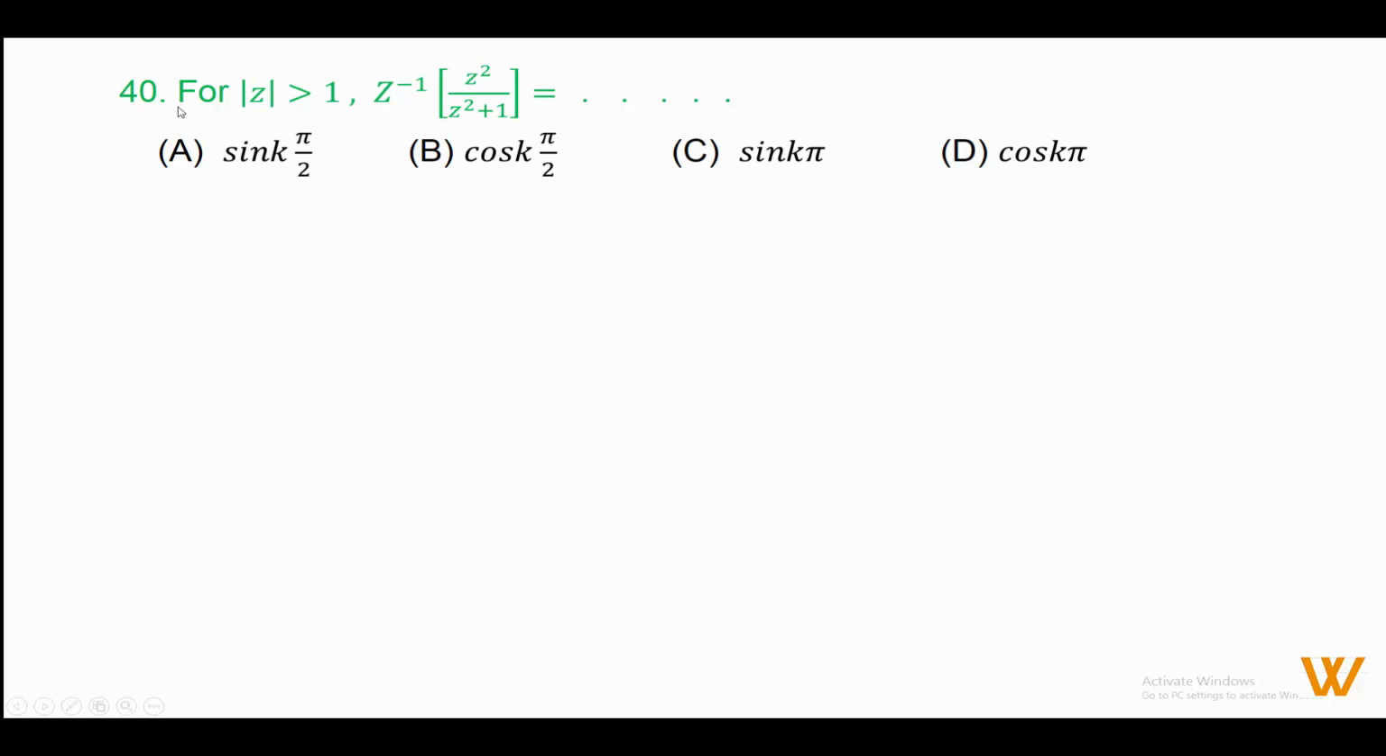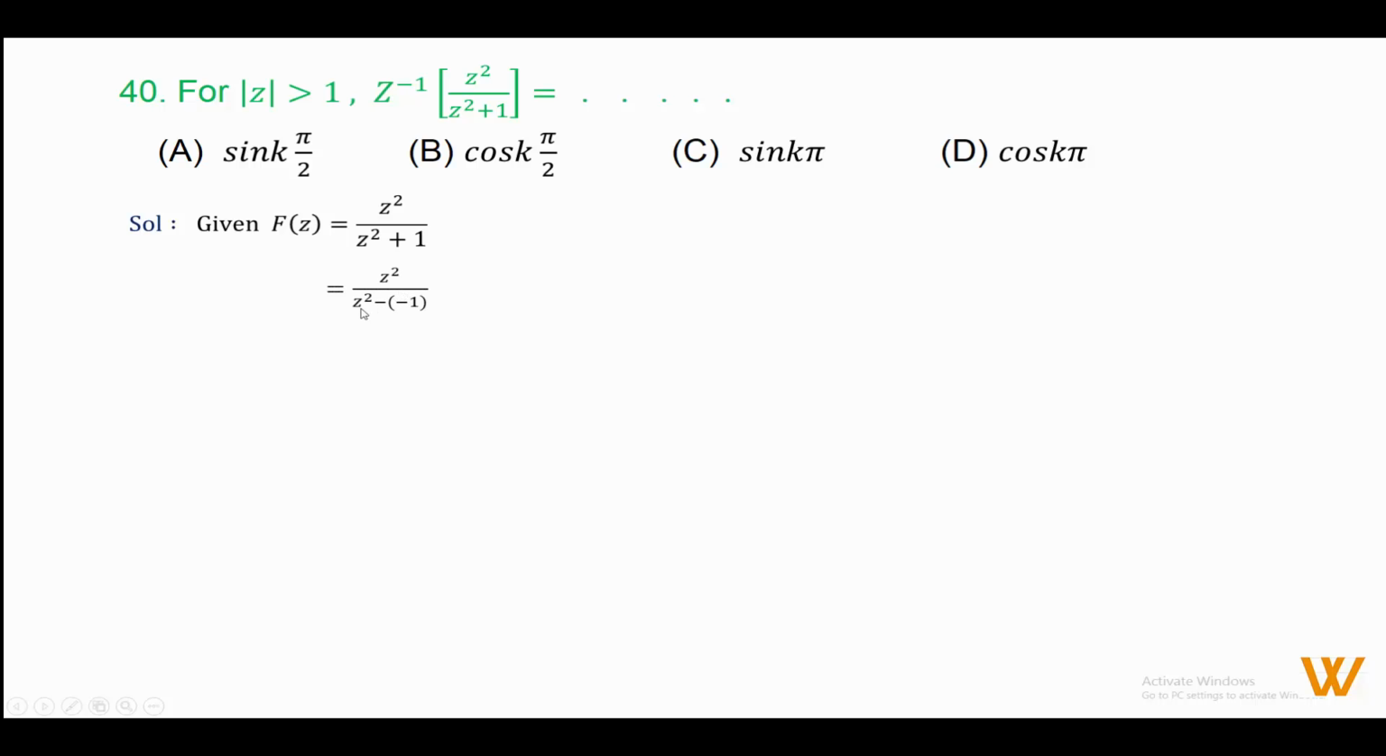40. For mod z greater than 1, the Z inverse of z square upon z square plus 1 is equal to dash dash dash. Means the inverse Z transform of z square upon z square plus 1. Now, by using residue, find its Z inverse. For that, first write down the function Fz, given Fz equal to z square upon z square plus 1. Now first find the poles of this function. For that, write down the factors.